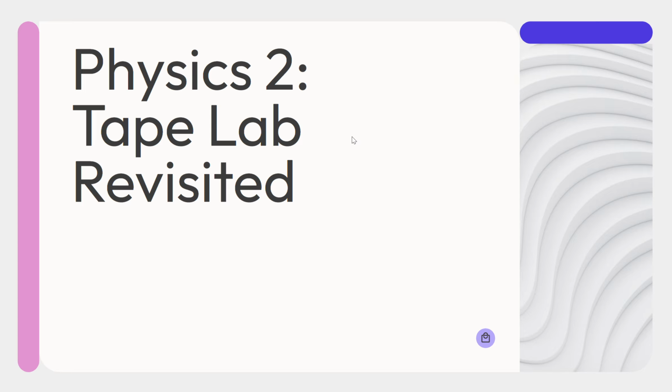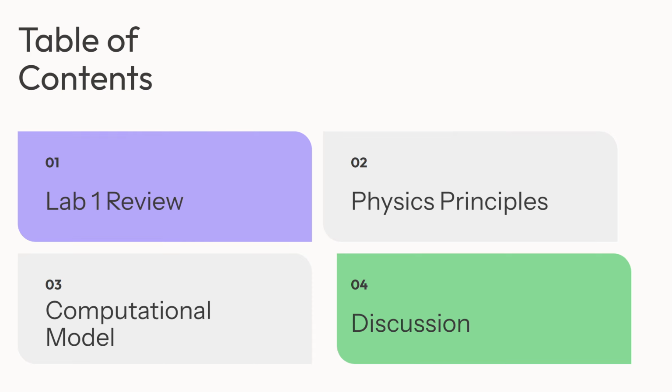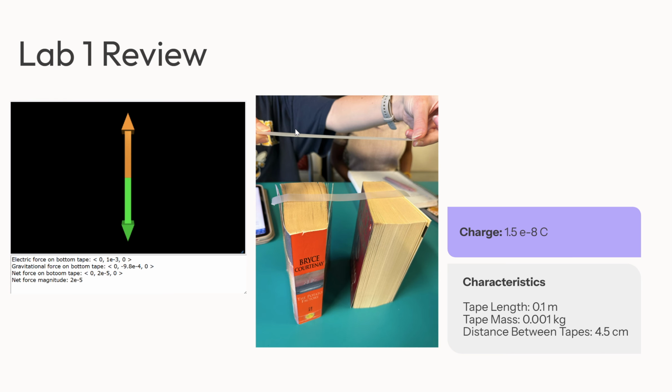My Physics 2 Lab 2, the Tape Lab revisited. In this lab, we're first going to review Lab 1 so we have a basis for what our computational model is about and what this lab is about. Then we're going to go through the physics principles used, go through my computational model, and then have a further discussion.